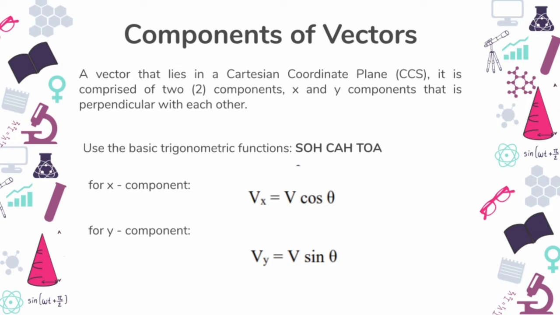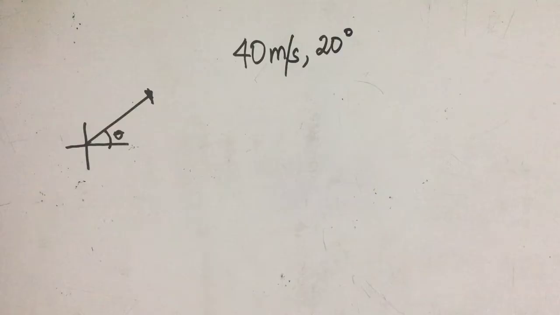The x component is derived as v sub x is equal to v cosine theta, and for the y component, it is v sub y is equal to v sine theta. The v here stands for the measurement of the vector, while theta is the angle between the x and the y axis where the vector lies. I have here an example of a vector which is equal to 40 meters per second and directed at 20 degrees. Also, I have illustrated how the vector would look like in a Cartesian plane, and notice that the vector lies between x and y at 20 degrees as our angle theta.